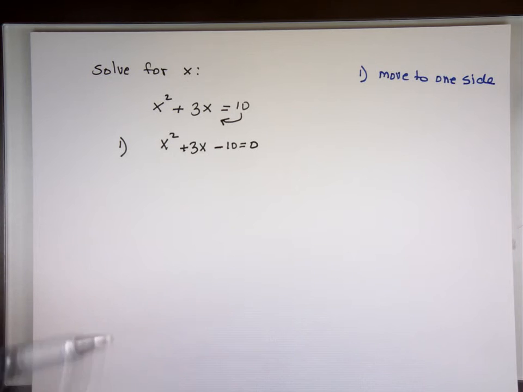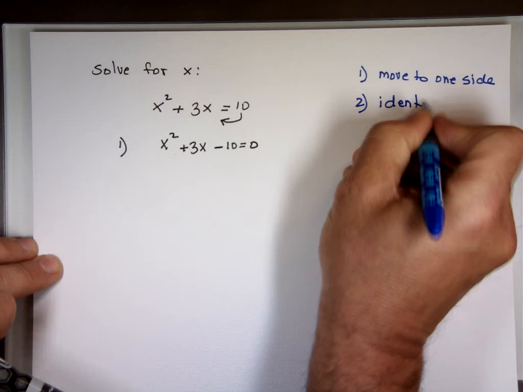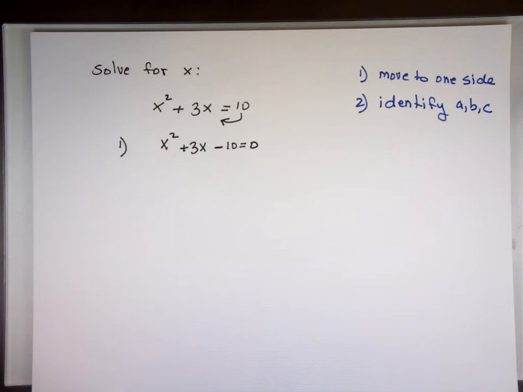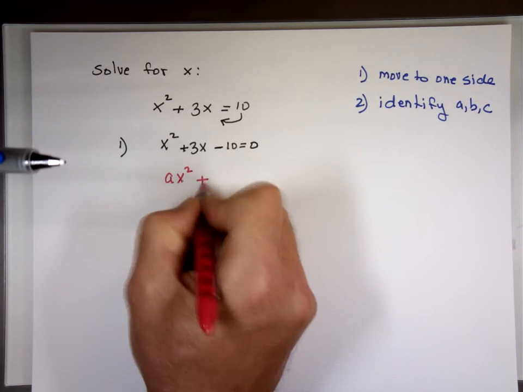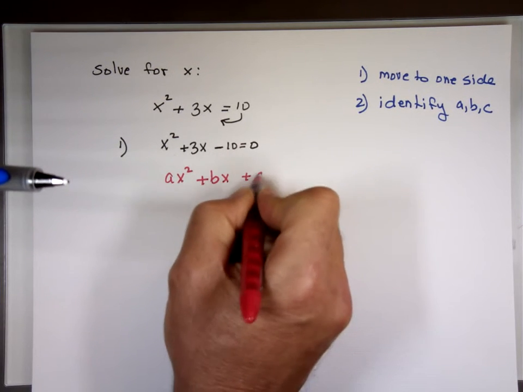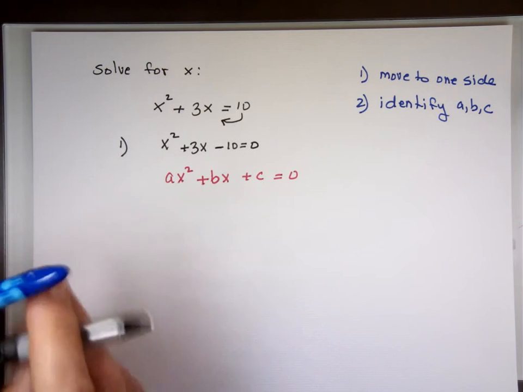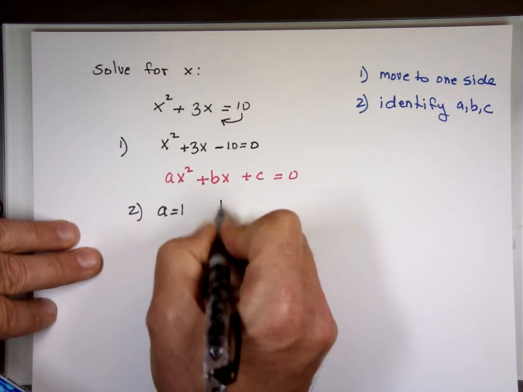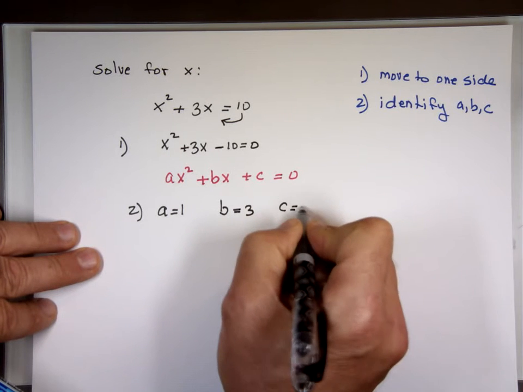Identify a, b, and c. Remember, the standard form for a quadratic equation is what? The standard form is ax squared plus bx plus c is equal to 0. So a is the coefficient of x squared. So in this case, a equals 1, b is the coefficient of x, which is 3, and c is the constant, which is negative 10.